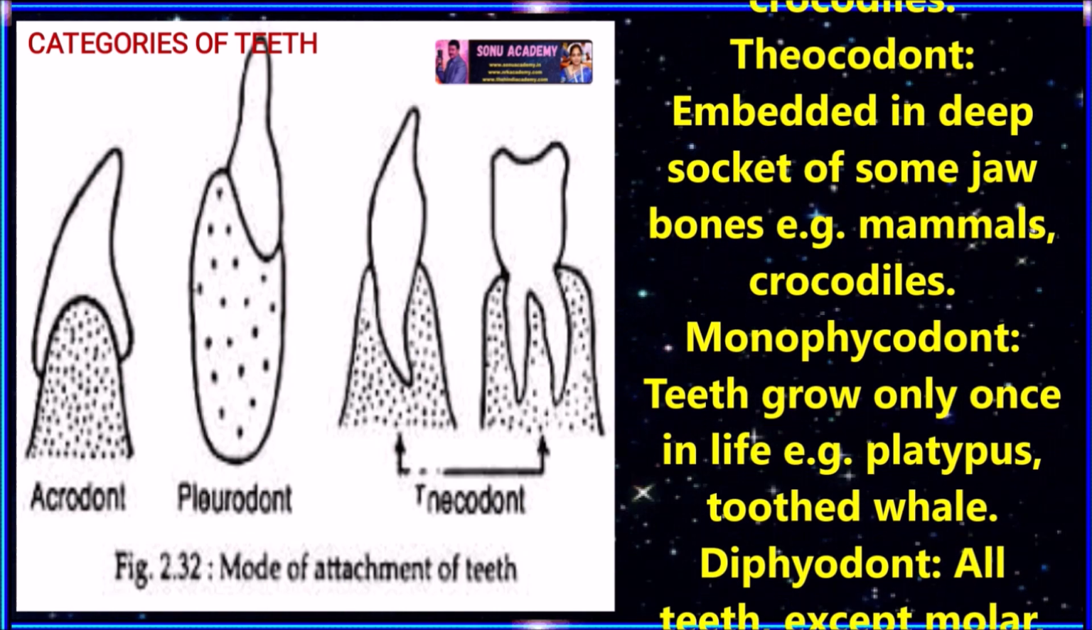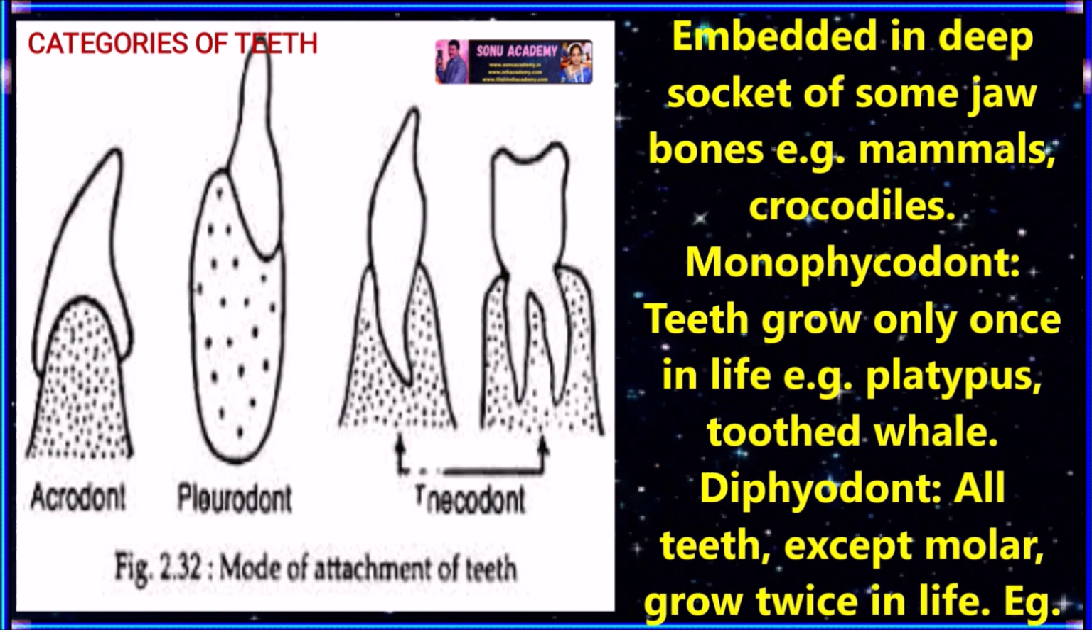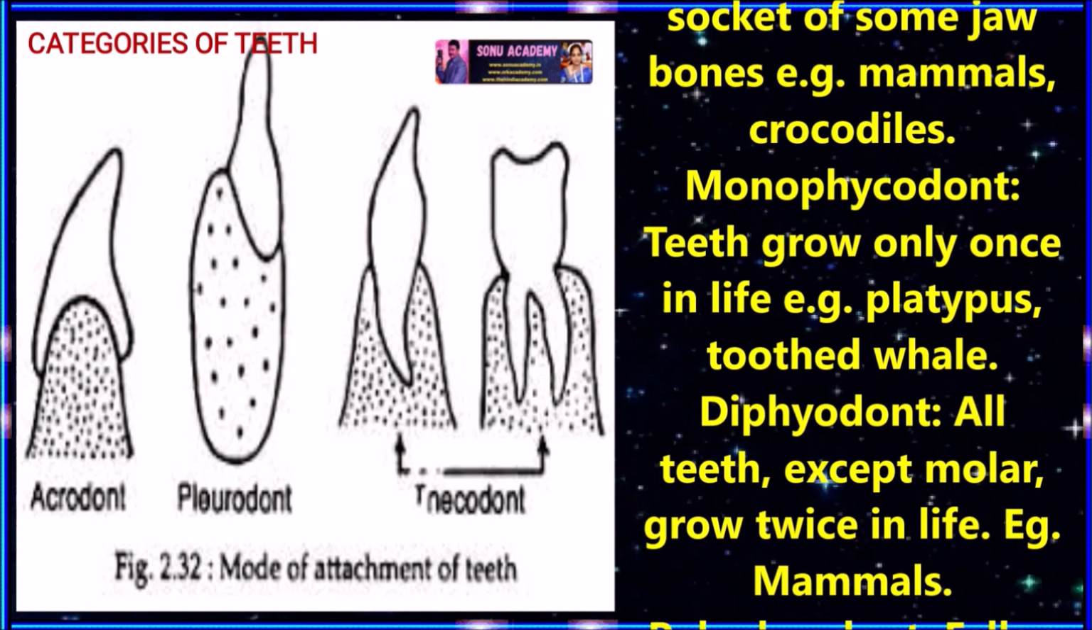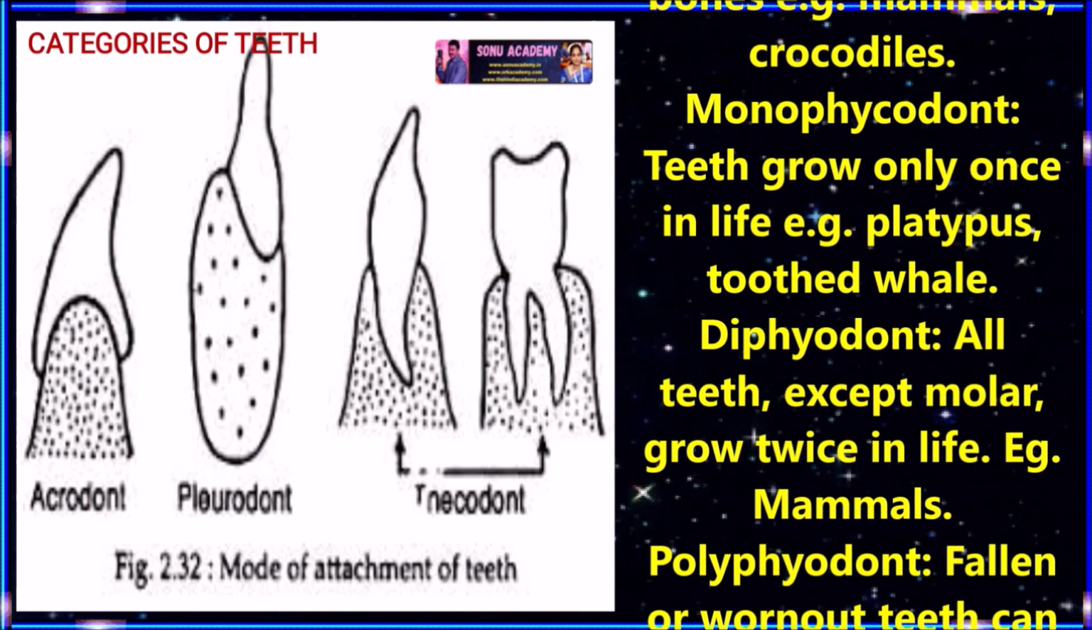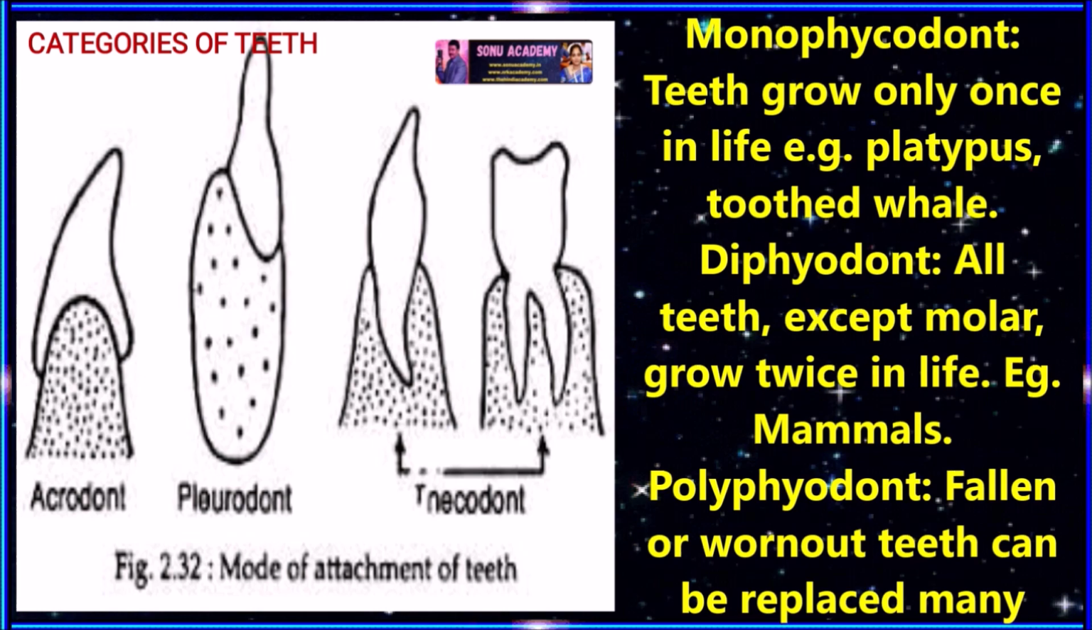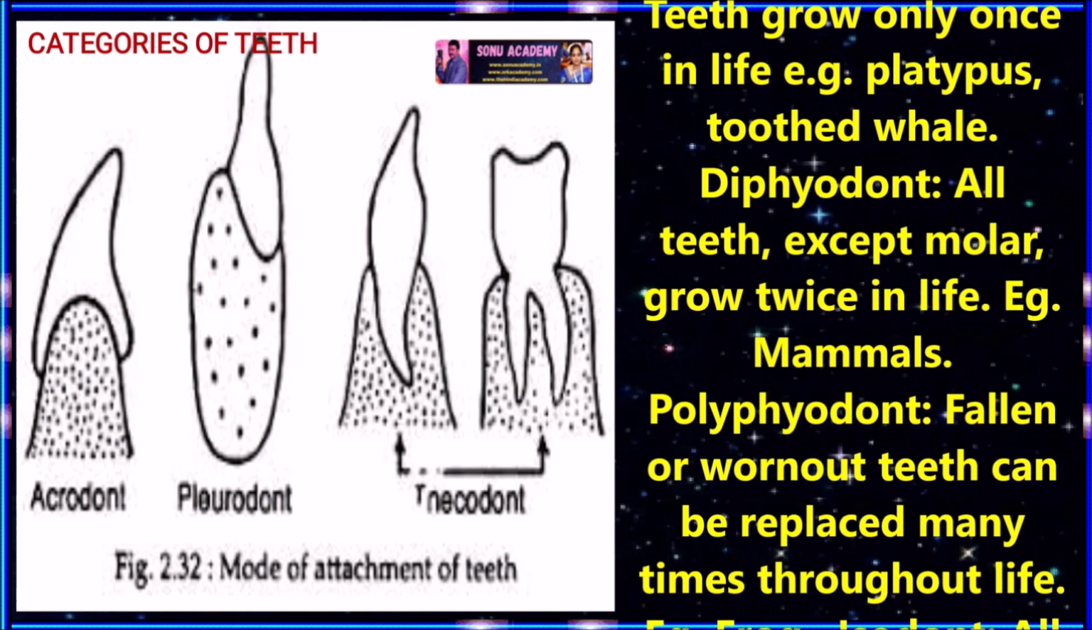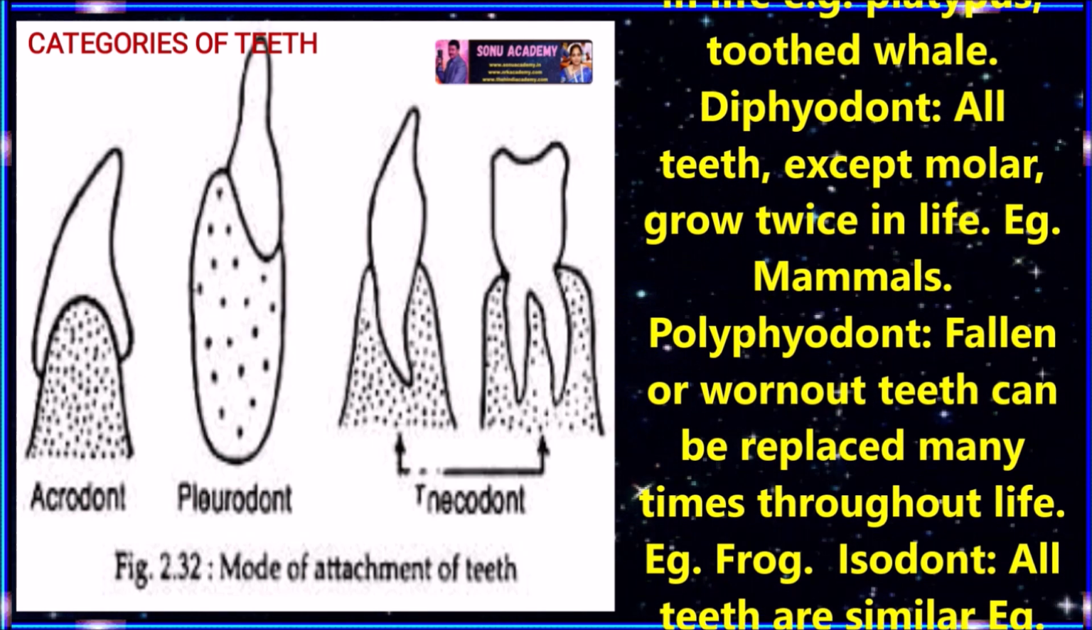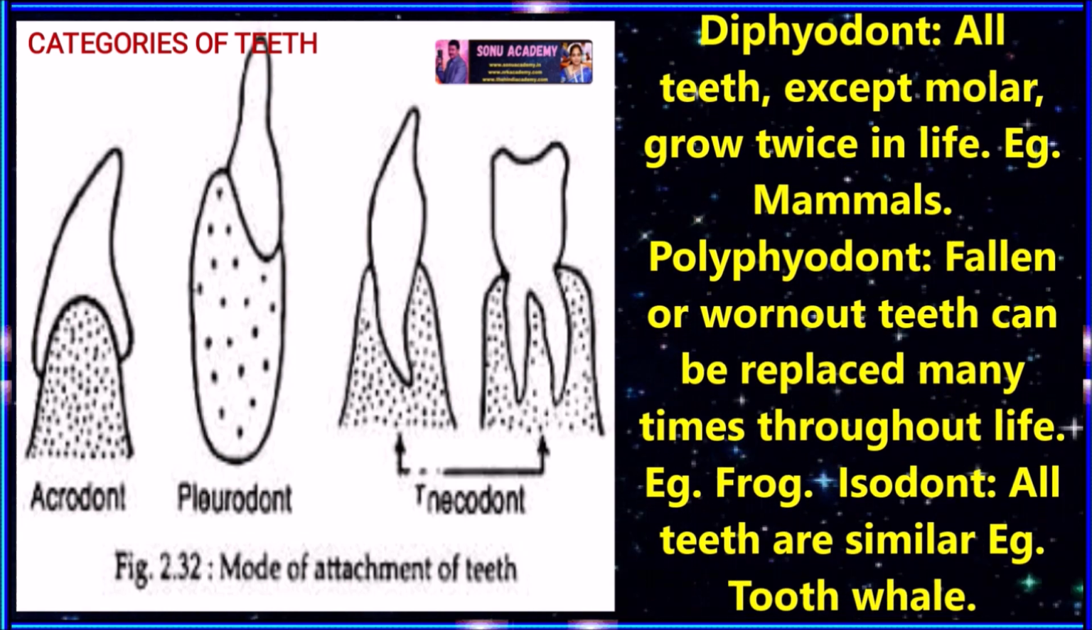Next one is Monophyodont. This type of teeth grows only once in life. Examples: platypus and toothed whale. Now the next one is Diphyodont. All the teeth except molars grow twice in life. Examples: mammals.